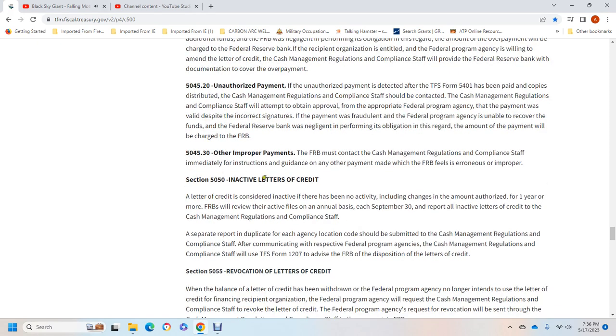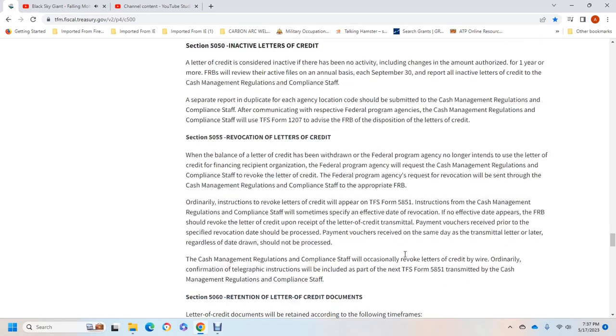Section 5050, inactive letters of credit. A letter of credit is considered inactive if it has had no activity, including change of the amount authorized, for one year or more. The Federal Reserve Bank will review the active file on an annual basis each September 30th to report all active and inactive letters of credit. Separate records for each agency location code should be submitted to the Cash Management Regulation Compliance staff. After communicating with the respective Federal Program Agency, the Cash Management Regulation Compliance staff, with Treasury Form 1207, will advise the Federal Reserve Bank of the disposition of the letter of credit.